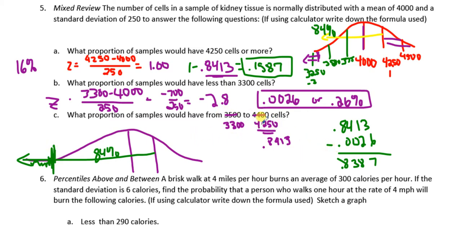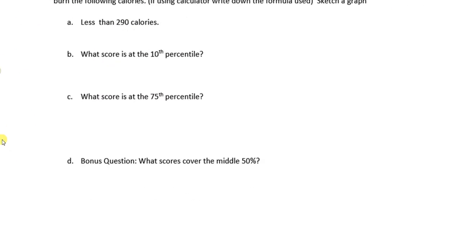You figure out the percentile for the higher number, and figure out the percentile for the lower number. Both of them give what's to the left, and so you take the percentile for the high, subtract off the percentile for the low. All right, and I'm going to do one more problem.